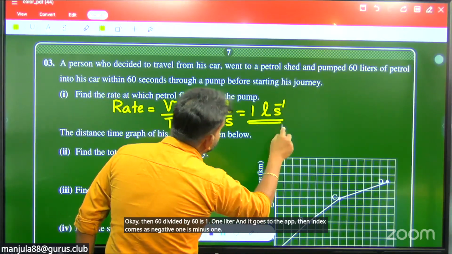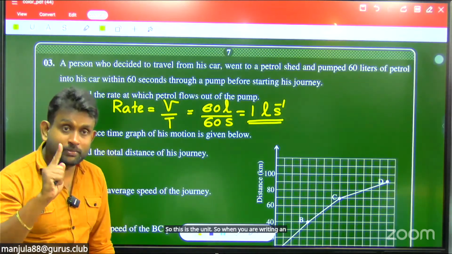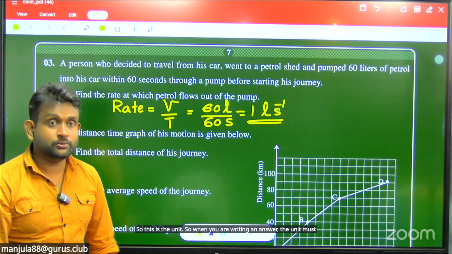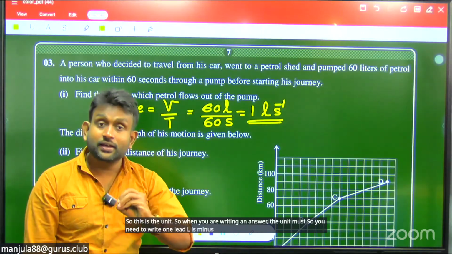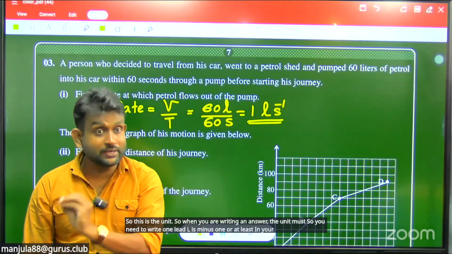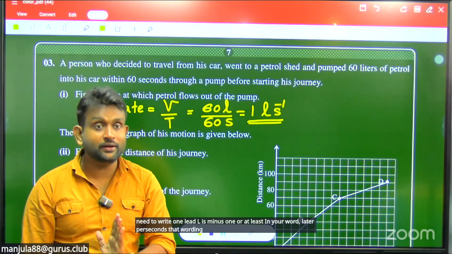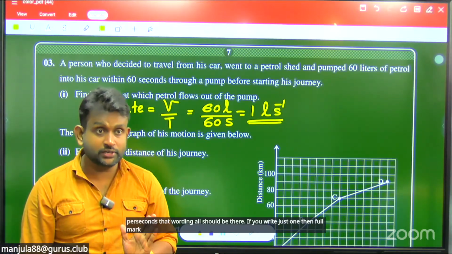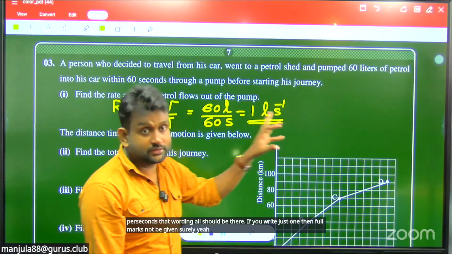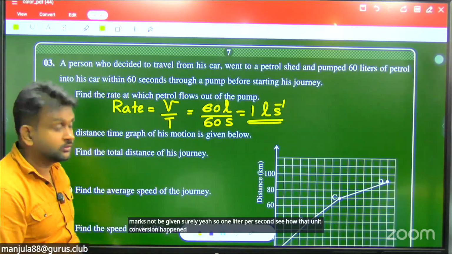So this is the unit. When you are writing an answer, the unit must be there. So you need to write 1 liter s^-1, or at least in your words, liter per second. That wording should be there. If you write just 1, then full marks will not be given, surely. So 1 liter per second. See how that unit conversion happened.